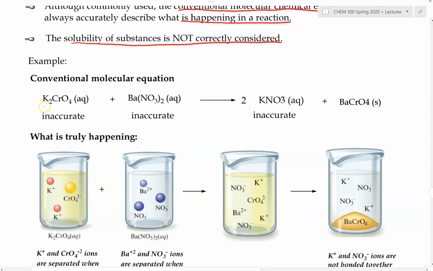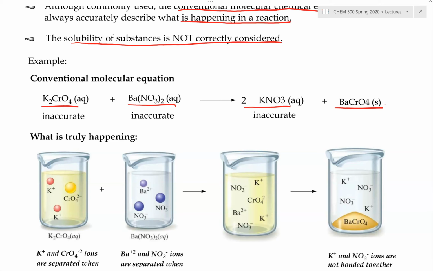So we have potassium chromate reacting with barium nitrate. And as you can all recognize already, when we mix these two solutions together, they will be undergoing a double replacement reaction where we will be producing potassium nitrate as one of the products and barium chromate as another product in here. So that is our conventional equation for this reaction right here.